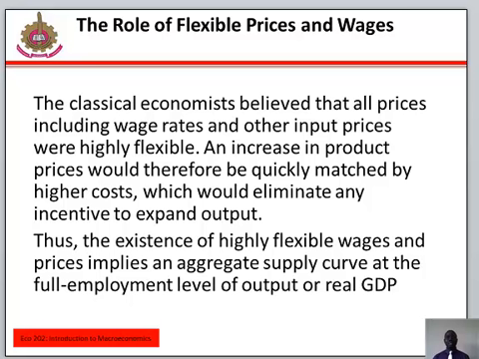The role of flexible prices and wages. The classical economists believed that all prices, including wage rates and other input prices, were highly flexible. An increase in product prices would therefore be quickly matched by higher costs, which would eliminate any incentive to expand output. Therefore, the existence of highly flexible wages and prices implied an aggregate supply curve at the full employment level of output of GDP.